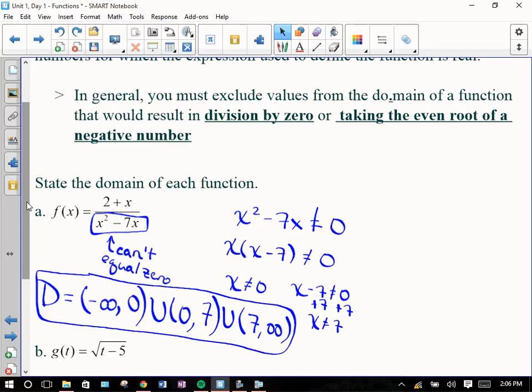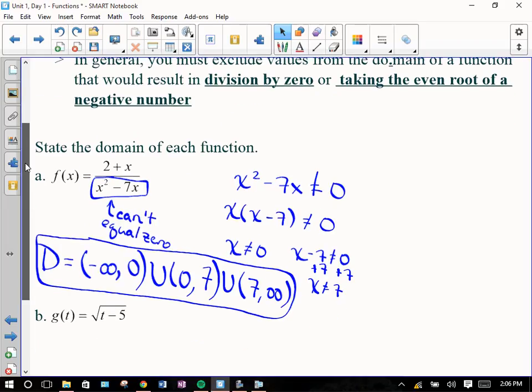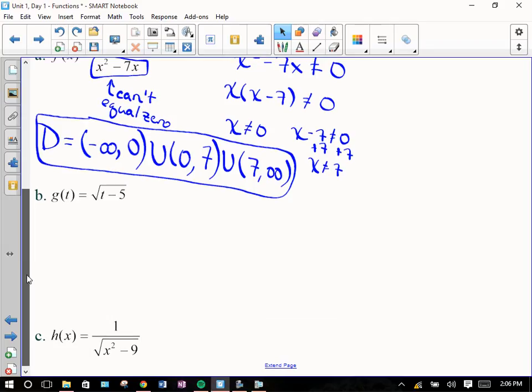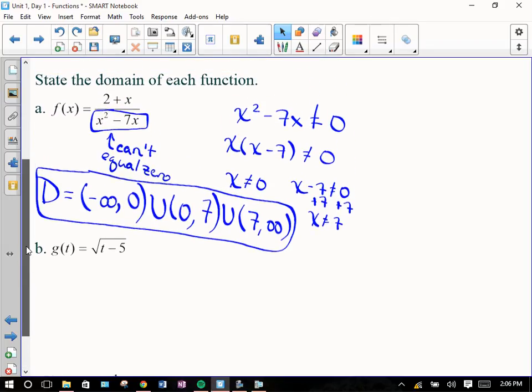Is there a square root? In this case, there's no square roots. I don't have to worry about that. However, in this case, there is a square root. What was the bottom case? Bottom case is a little scary. Okay, this is a square root. What did we say we cannot take square roots of? Negative numbers, right? That's right.